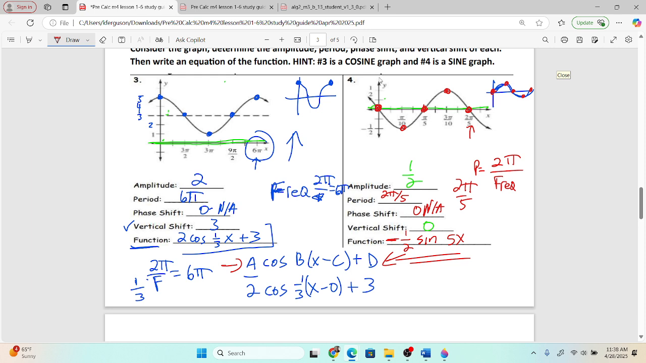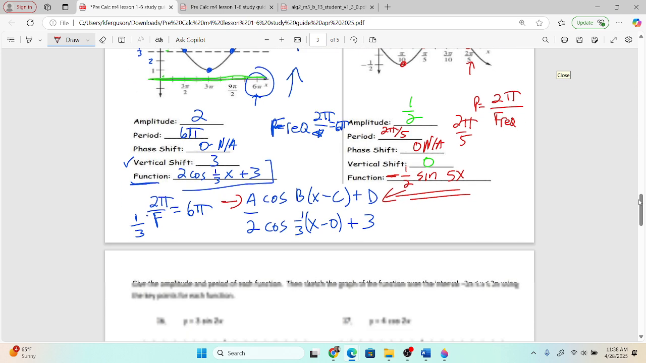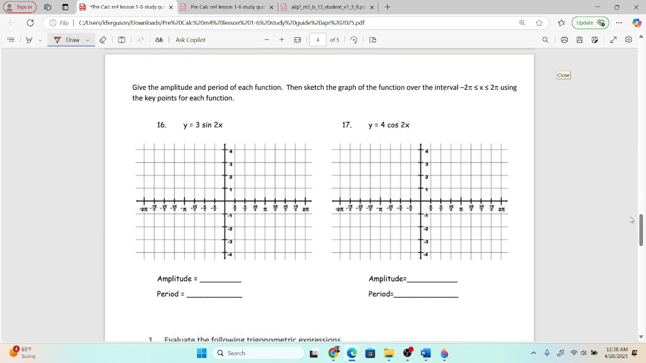Does anybody have any questions on this? All right, let's go to this. So I got to draw this stuff. Oh no, Ferg, what am I going to do?